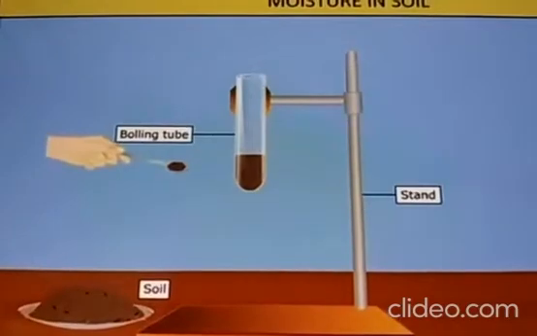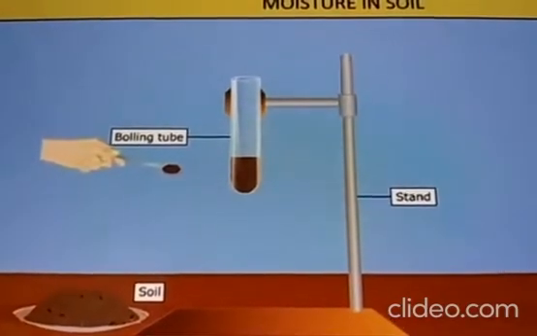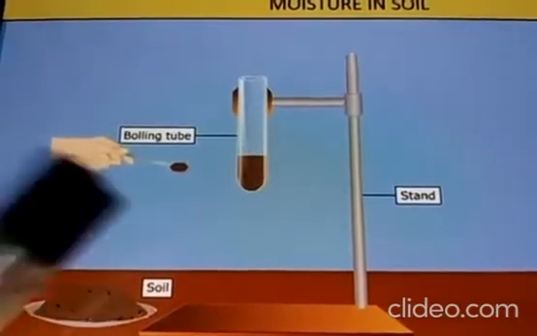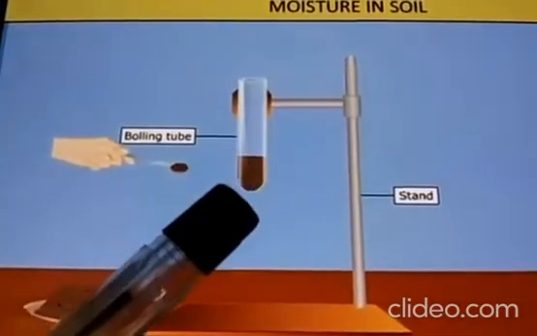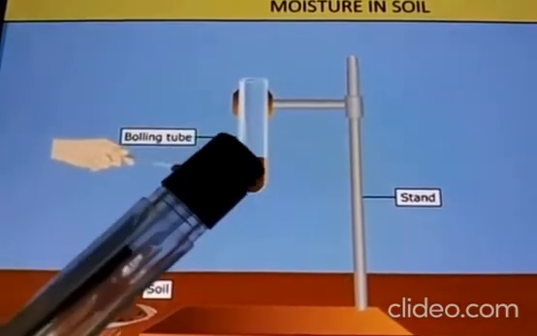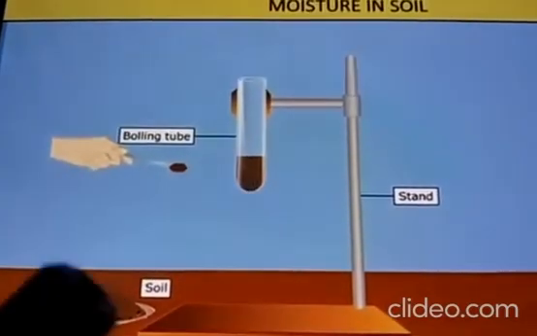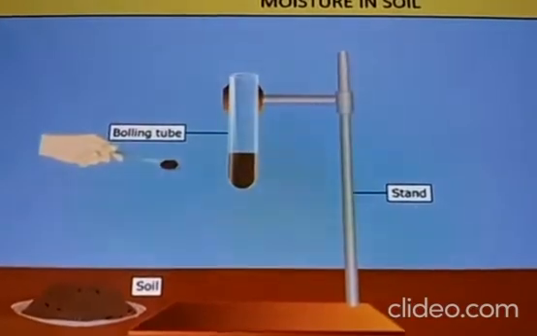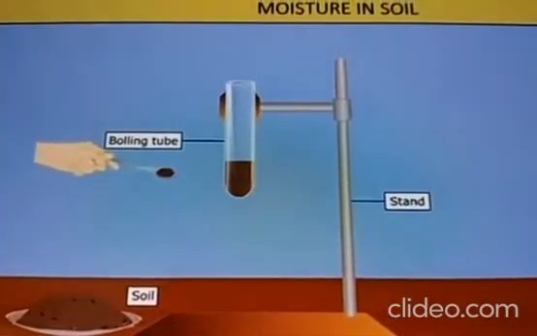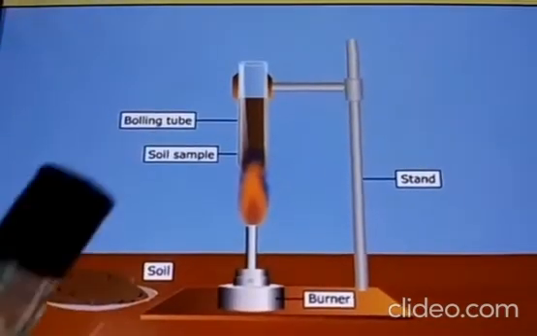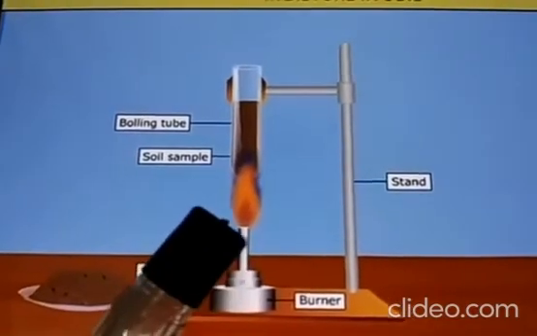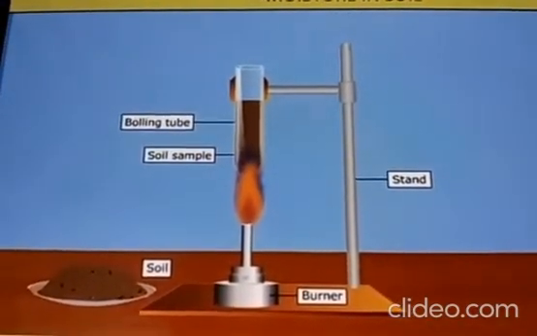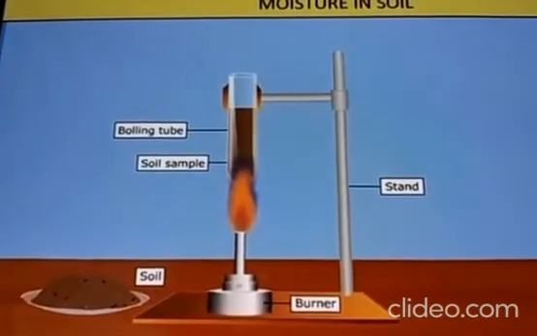Put 2 spoonfuls of soil sample in it. As you can see in the picture, this is the test tube. You have to put 2 spoons of mud, the soil sample, in it. Heat it on a flame. You just have to fix it to a stand and then start heating. Here you can see we have kept the burner and we have started heating. Heat it on a flame and observe it. Let us find out what happens after heating.